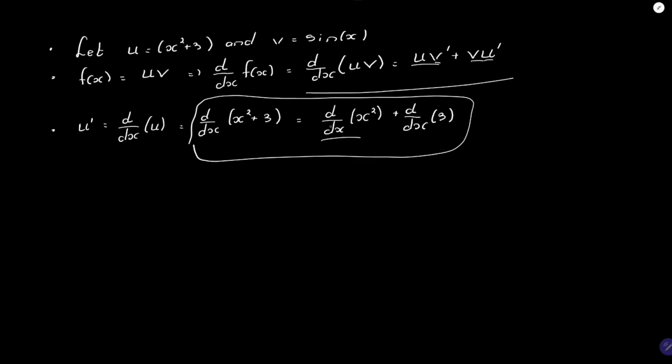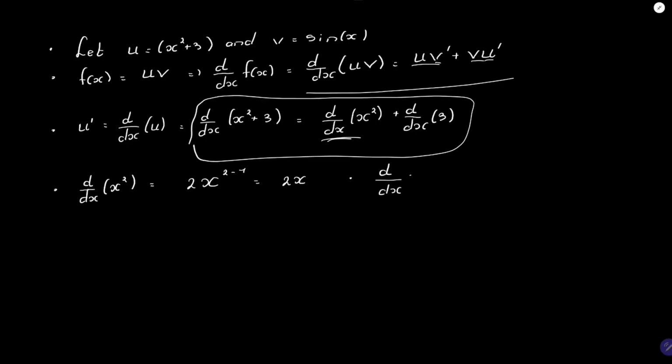Recall, what method can we apply to differentiate x squared? The method we can apply is the power rule. So the derivative with respect to x of x squared is the same thing as 2x to the power 2 minus 1, which gives us 2x.